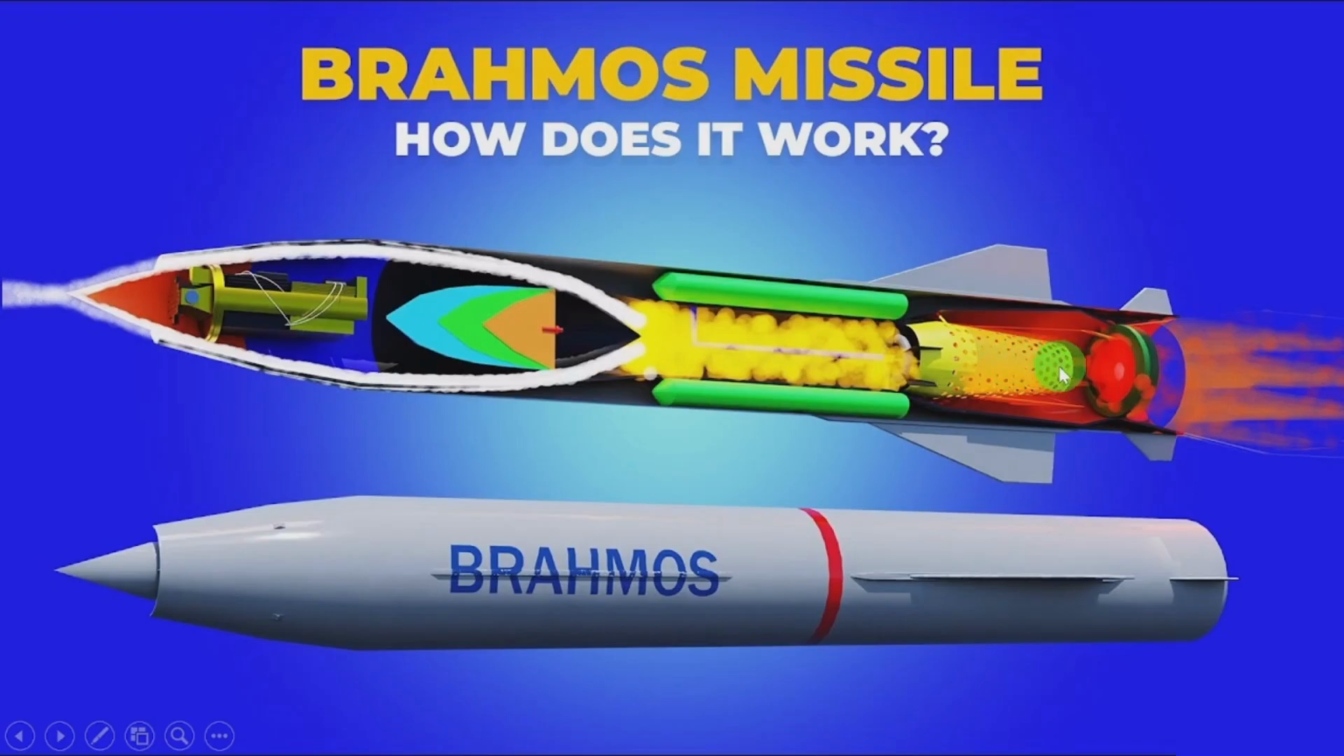The burnt flue gases are pressurized in such a way that they come out through the nozzle at a supersonic speed. Supersonic speed is the speed above the speed of sound. At that speed, the burnt flue gases come out of the nozzle, and due to that force, the missile moves in the forward direction. Like that, the BrahMos missile will work.